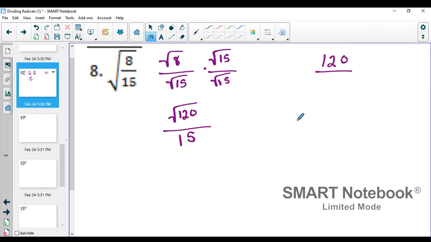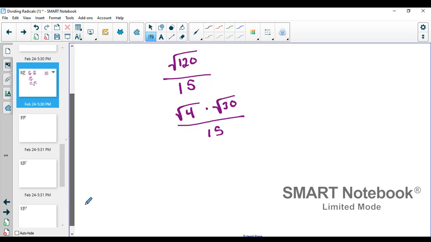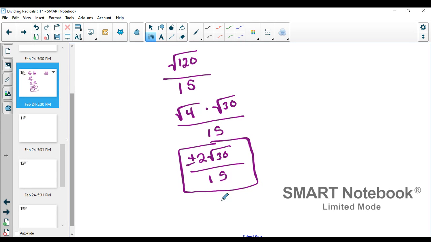Yep, so 4 and 30. So we have the square root of 4 times the square root of 30 over 15. And the square root of 4 is plus or minus 2, so we have plus or minus 2 square root of 30 over 15. And there is our final answer.